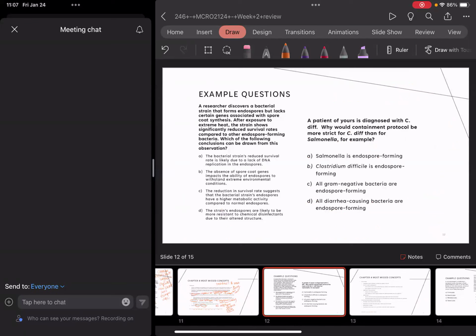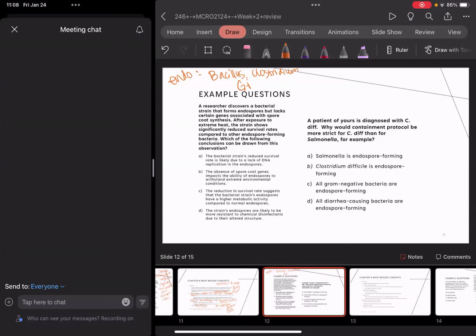A researcher discovers a bacterial strain that forms endospores. Okay, so we know it's a bacterial strain that forms endospores. So automatically, we also know it's either Bacillus or Clostridium. We know it can switch between endospore and vegetative. We know the endospore is dormant, the vegetative is active, and we also know that they're gram-positive automatically. All right, so that's what we know automatically.